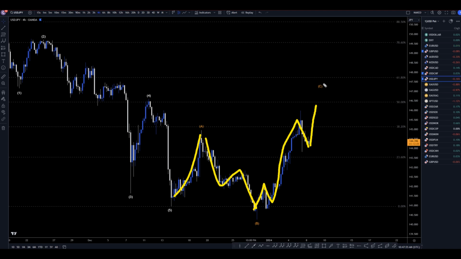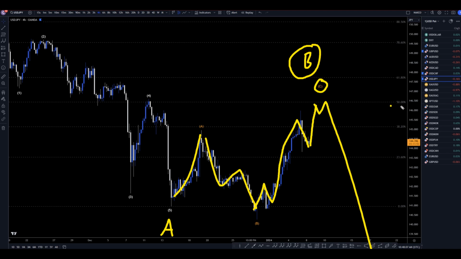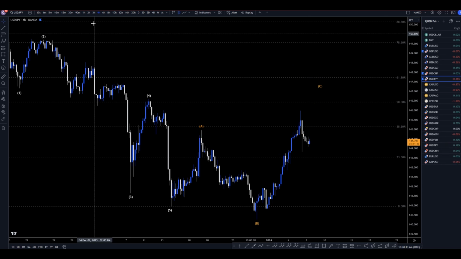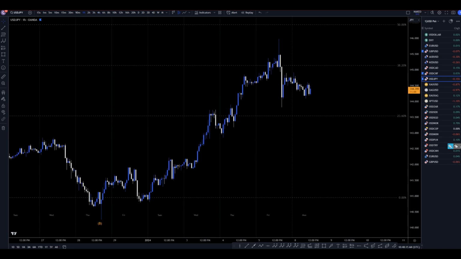I think this is an ABC, possibly wave C, which is probably a wave B on the higher time frames. Like I was explaining, this should be a wave A, this should be an ABC, a B, and I think that we're going to get a fib bounce at probably the 50% area and probably continue back down for a wave C. So taking it down to the 1 hour time frame.